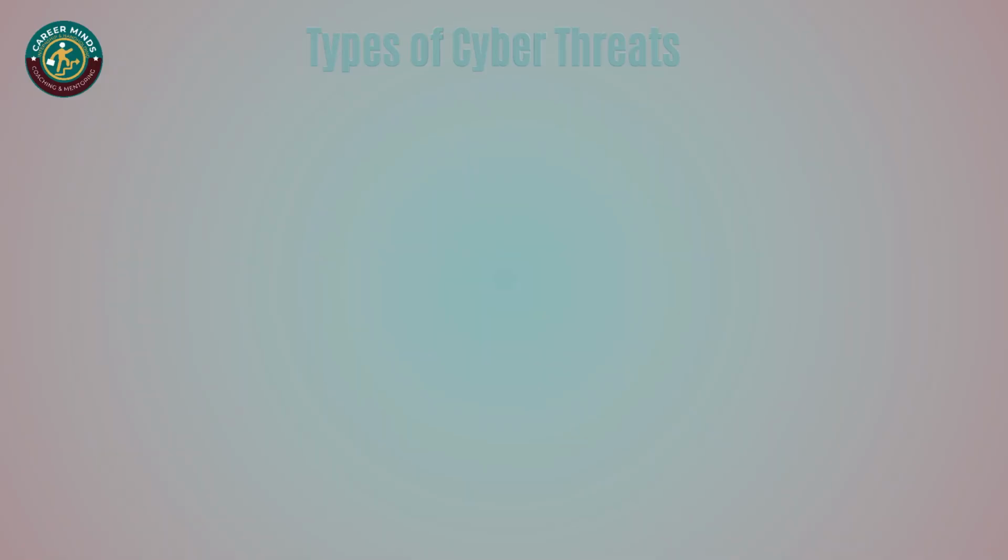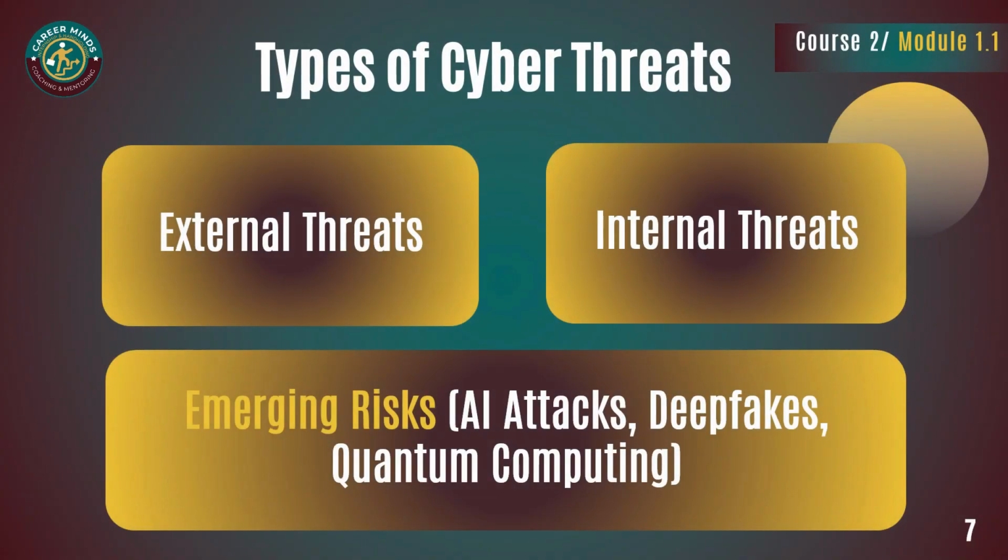First, we have external threats. These are attacks that originate from outside the organization. Think of hackers, ransomware groups, phishing campaigns, or even foreign cyber criminals that are trying to breach your defenses. Then there are internal threats. These come from within. It could be a disgruntled employee, or more often, a well-meaning staff member who makes a costly mistake, like clicking a malicious link or misconfiguring access rights.